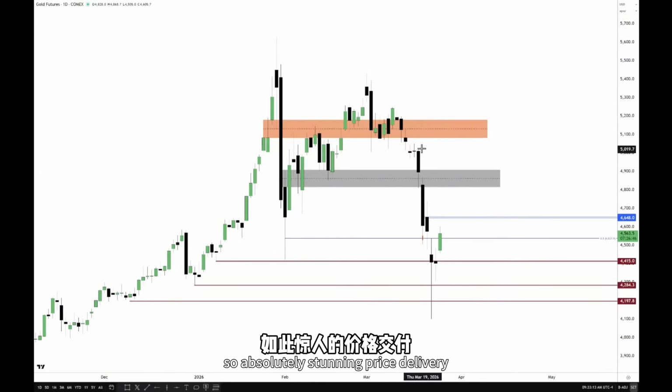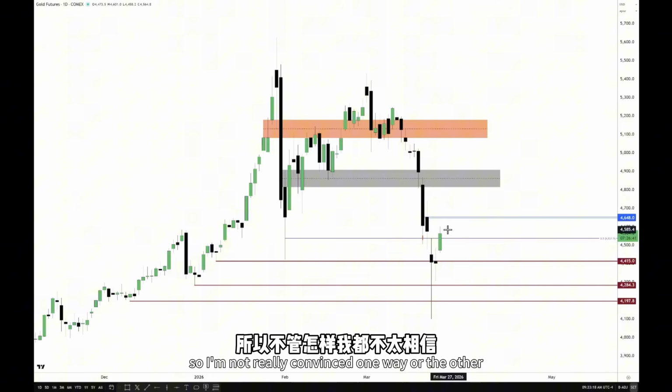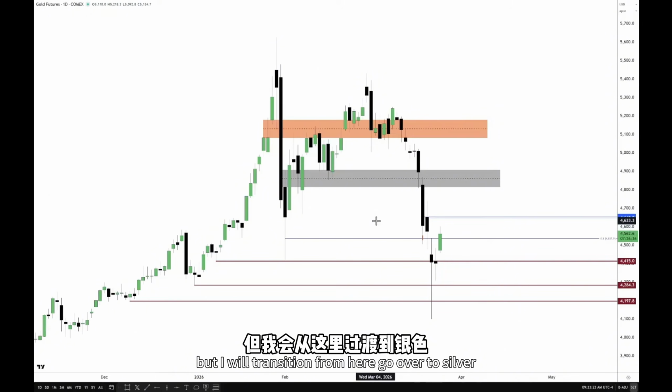So absolutely stunning price delivery. We were back inside this volume imbalance there. So I'm not really convinced one way or the other of a direction here. But I will transition from here and go over to silver.